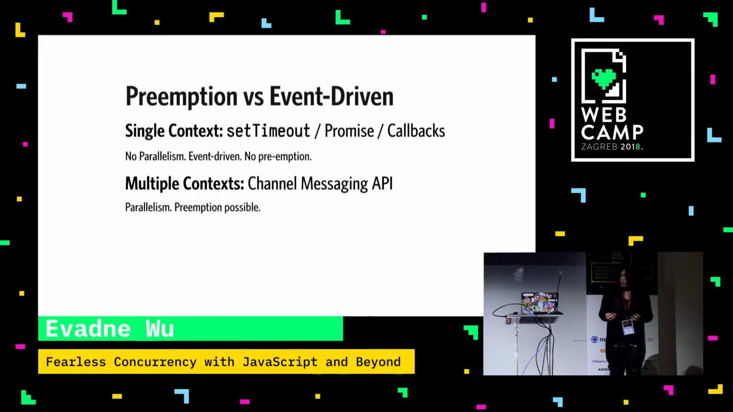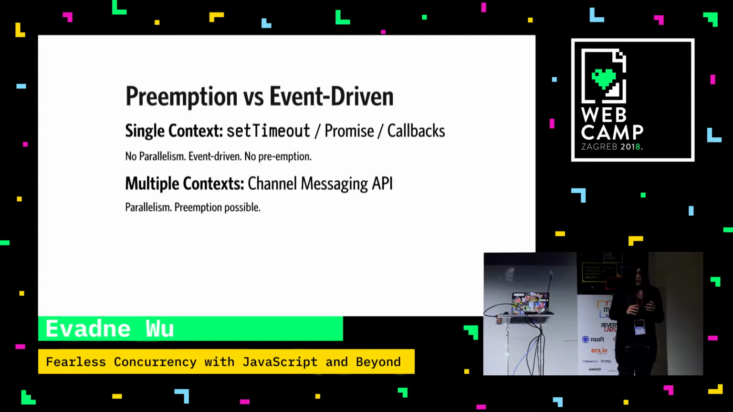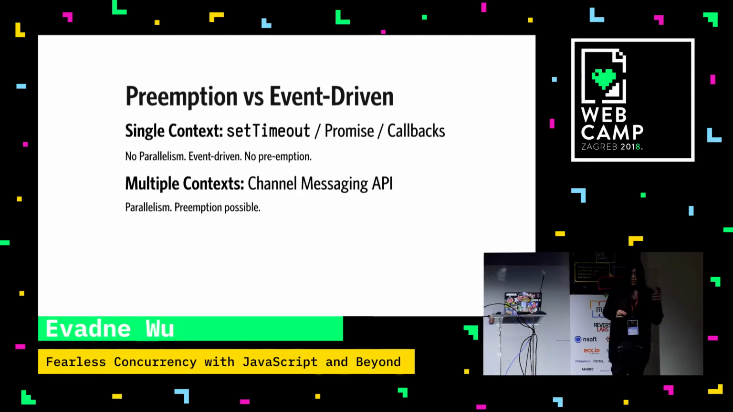For example, when you issue an HTTP request, it's actually handled concurrently. The results will be delivered to you later via a callback. You can use promises to handle this better. You can use setTimeout, telling the system, hey, call me later. Or you can use requestAnimationFrame, or if you're lucky, requestIdleCallback. And all of these things can happen within a single context.